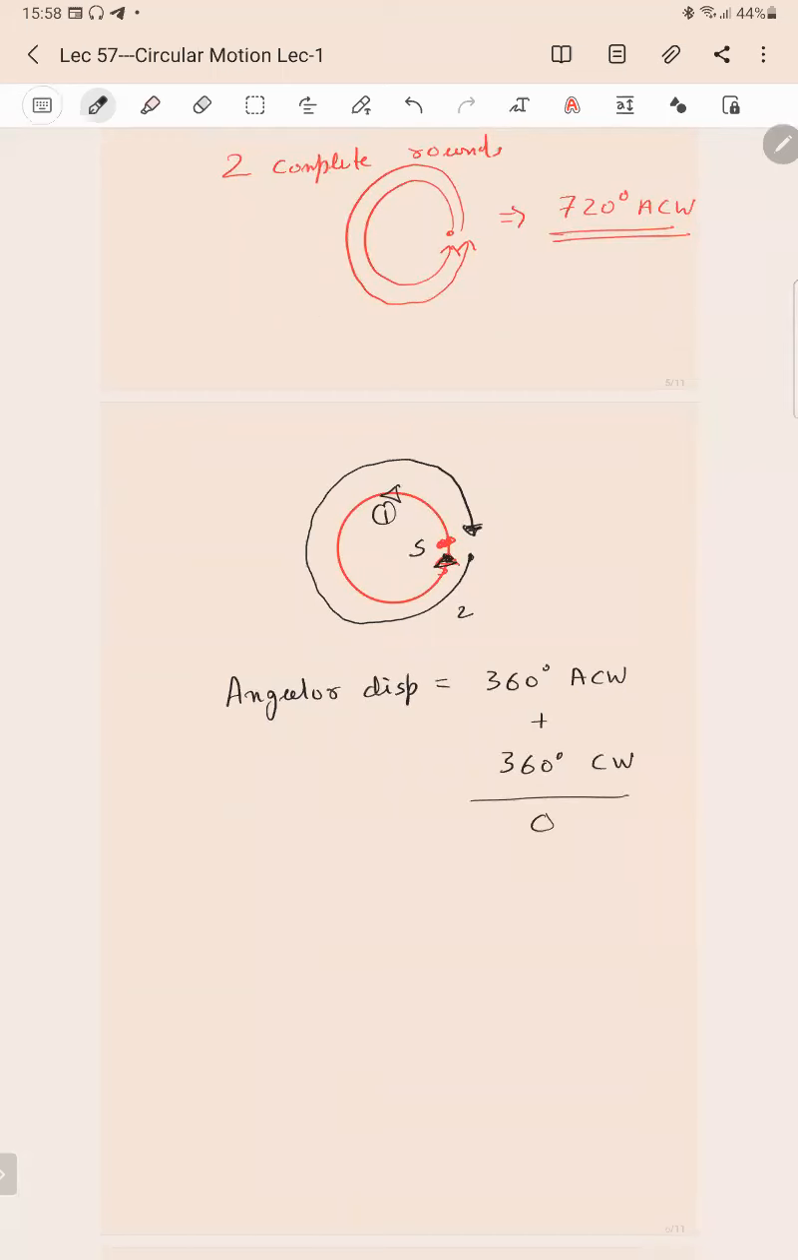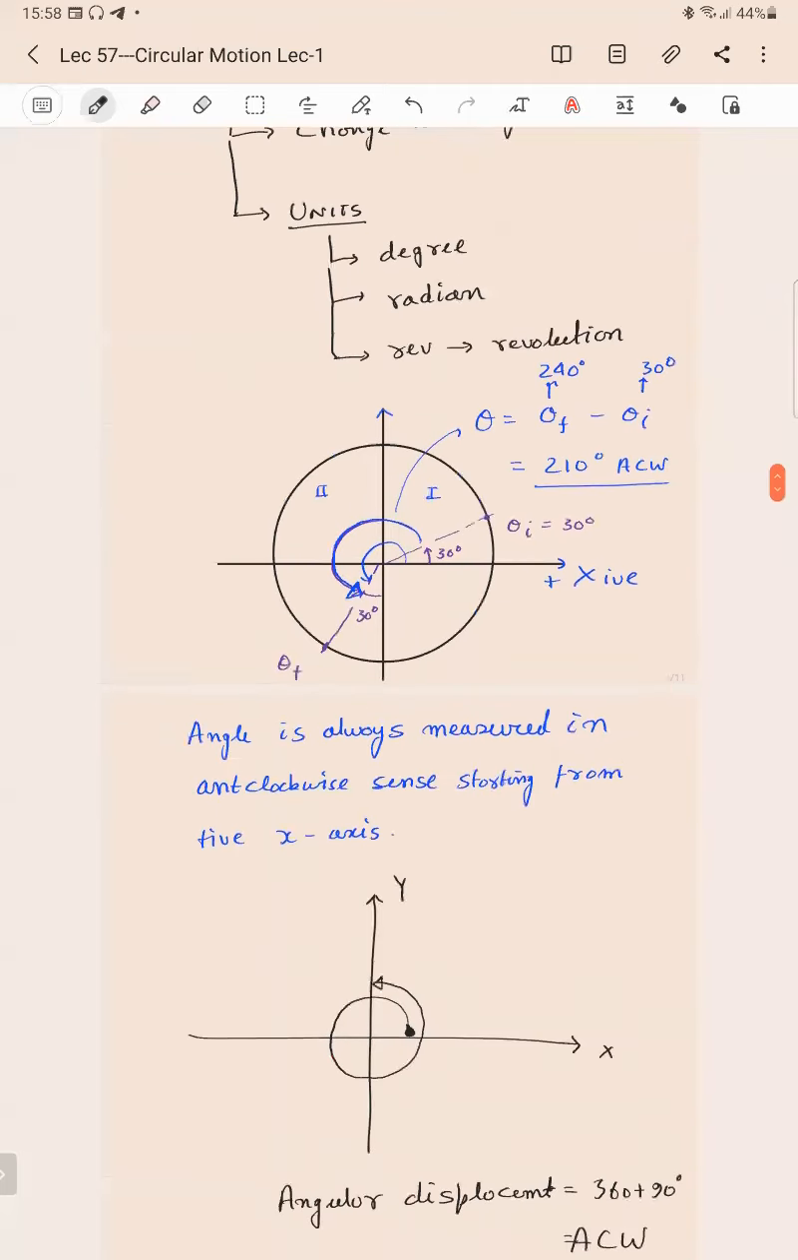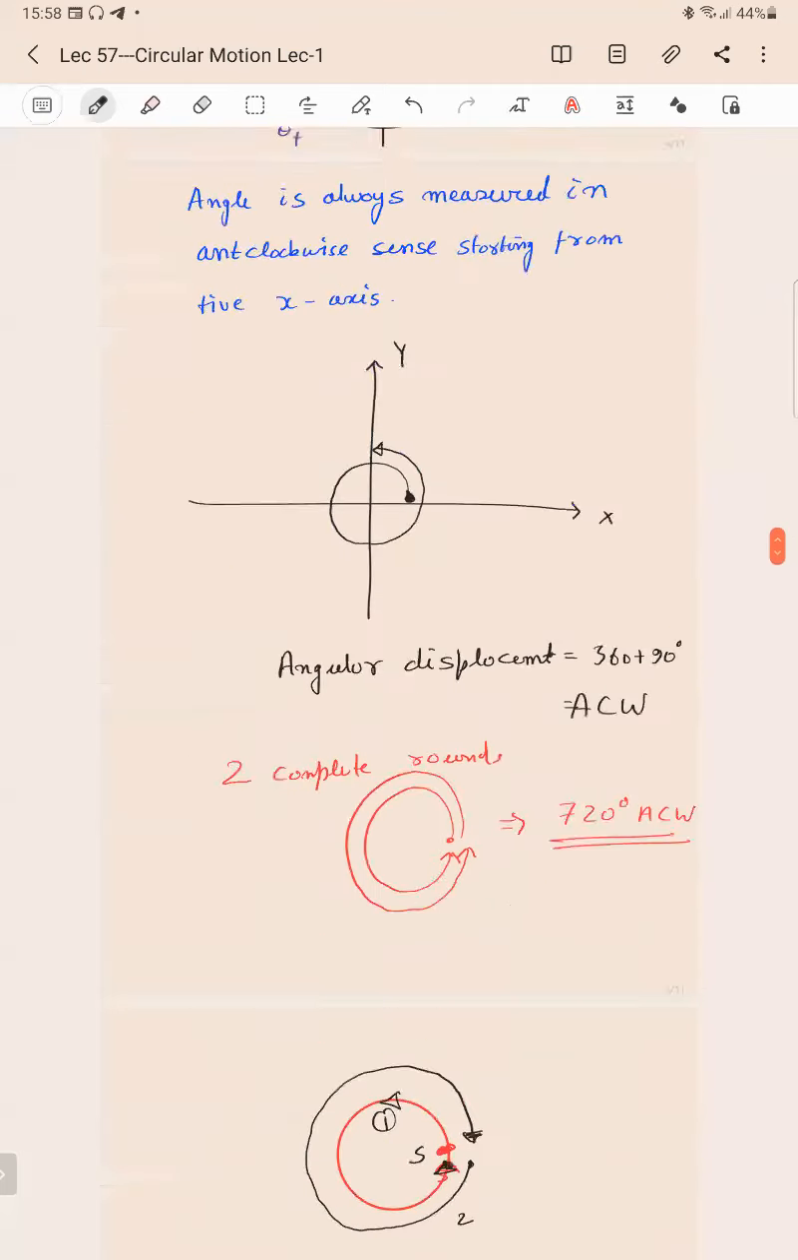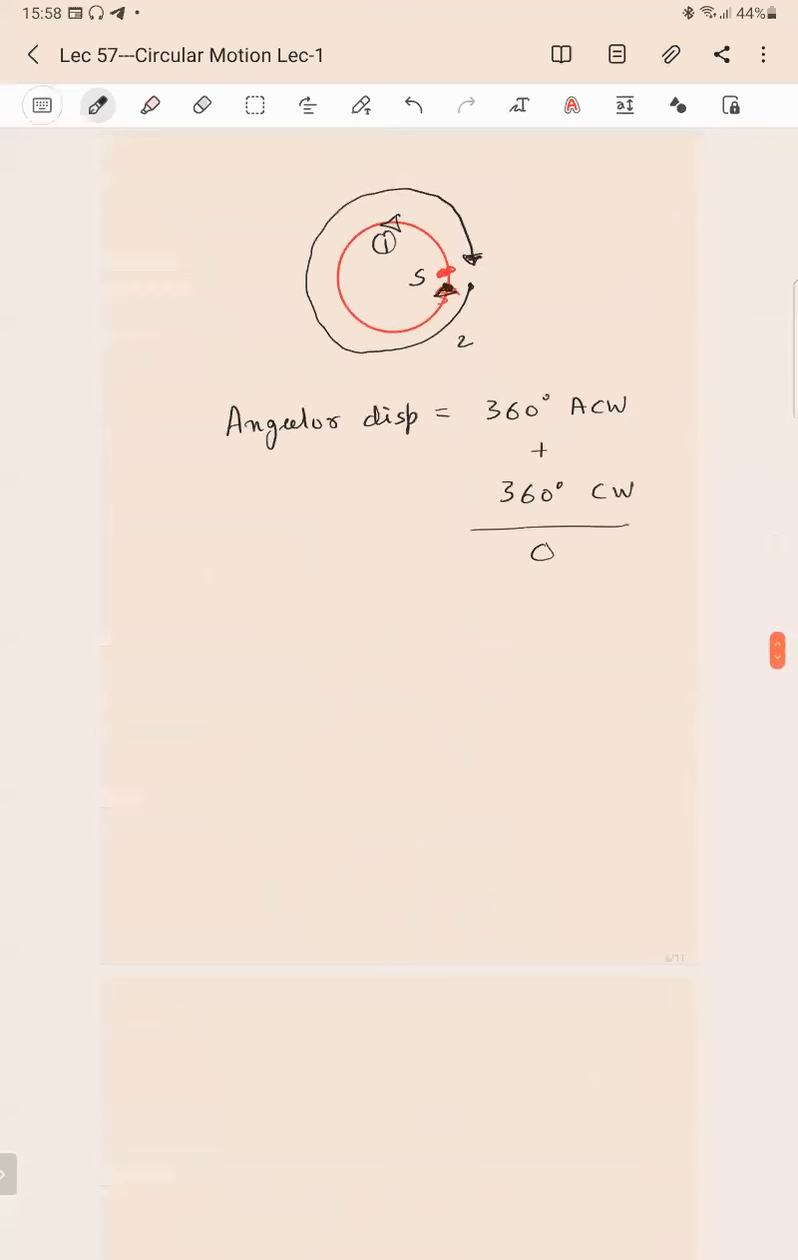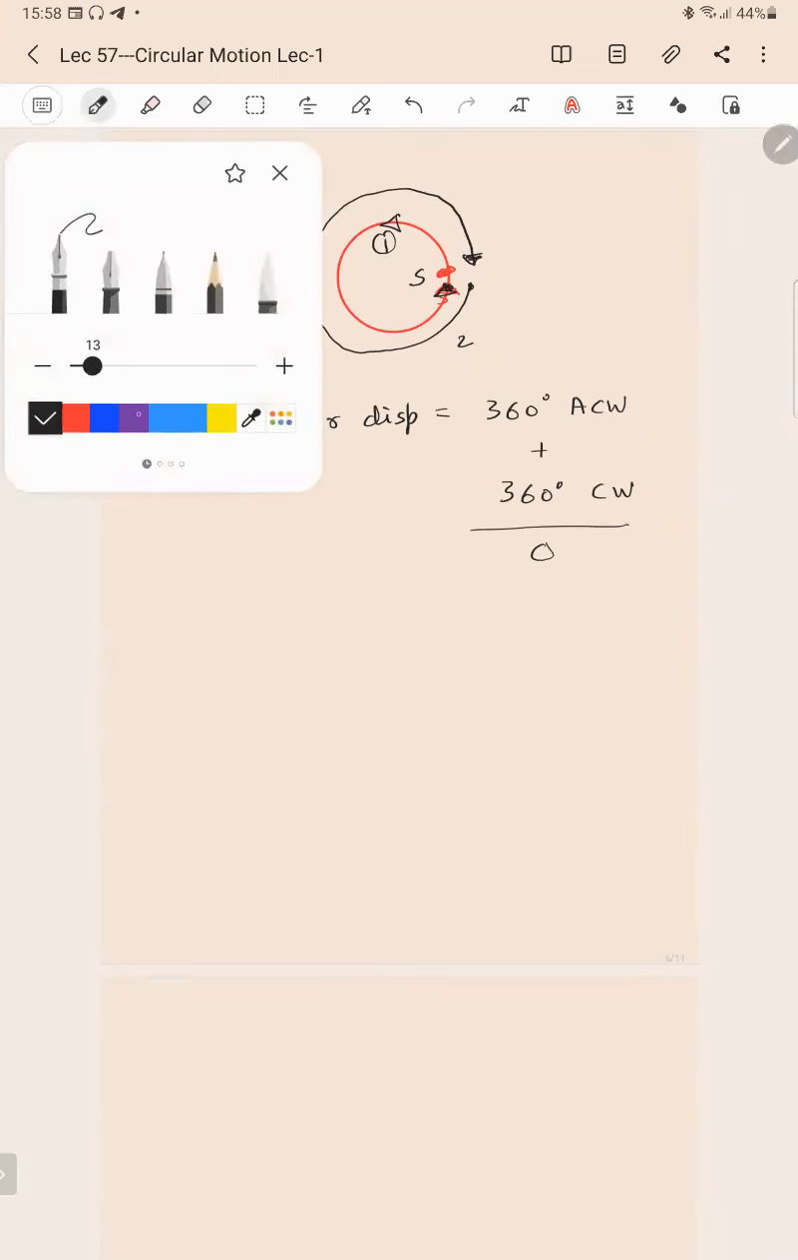Angular displacement comes out to be 0. Are you getting my point? Yes, sir. So this is how we have to do it. Now the direction of the displacement can be anti-clockwise or clockwise, and there is one more way to represent the direction actually. That is what I am telling you right now.